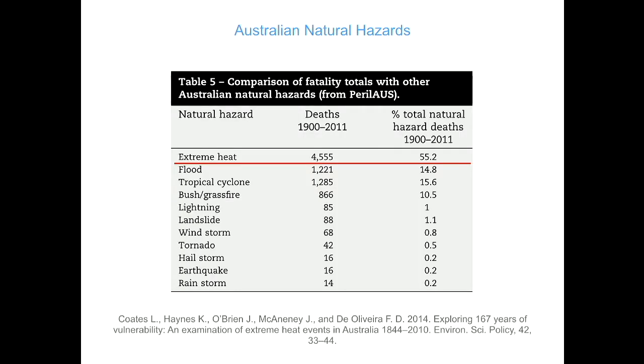there we go. These are Australian natural hazards: extreme heat, floods, tropical cyclones, grass fires, etc. So you see the list here, and you see the number of deaths over the period 1900 to 2010. And right at the top is extreme heat, which comes as a surprise to many people. And in fact, the total number of deaths is basically a half of all the deaths in that period from natural hazards. So from a society perspective, extreme heat is the number one natural hazard.